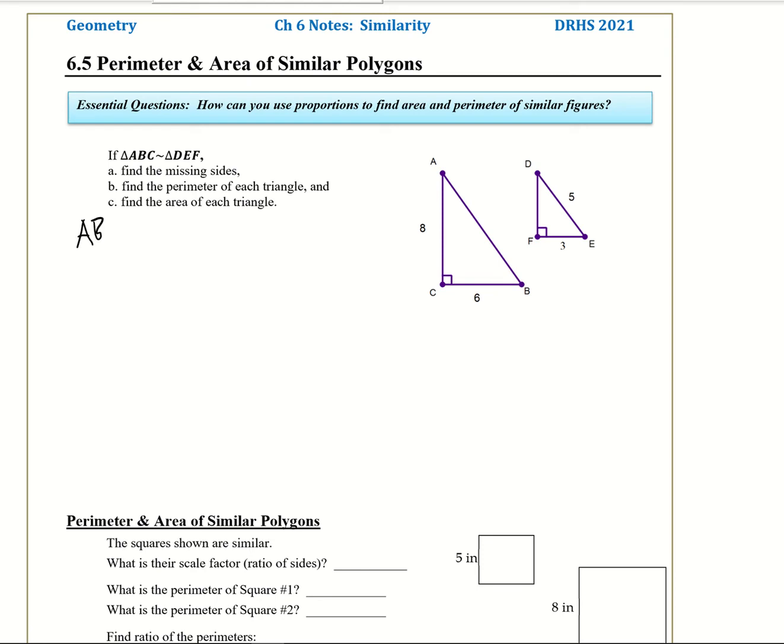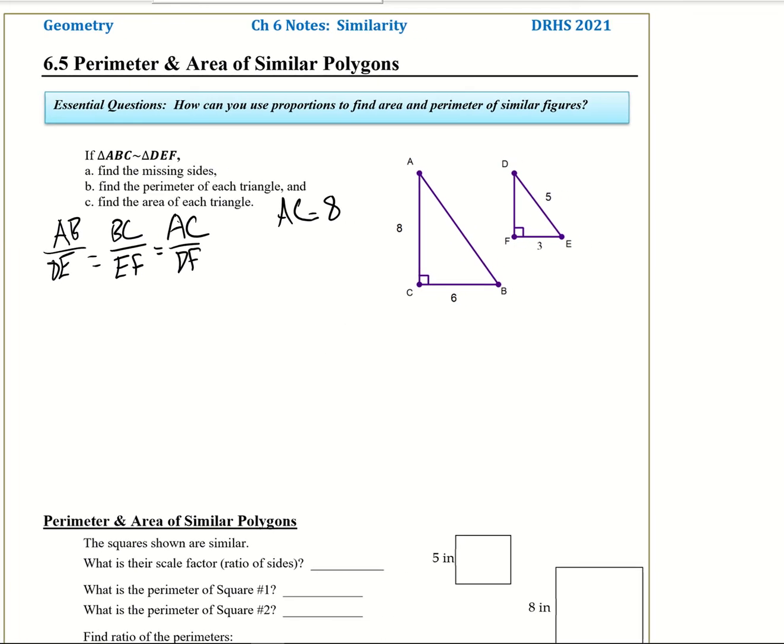So that means AB and DE are proportional, BC and EF, and AC and DF are all proportional to each other. We have AB, AC is 8. Well, AC, if we use AC, we could figure out what the missing one is, right? DF is its corresponding part.